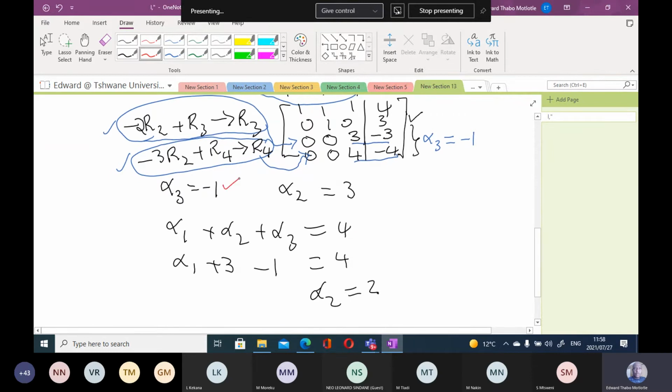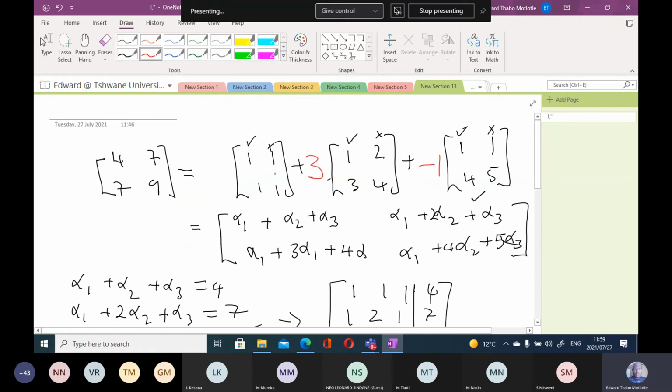Okay. Minus 1, 3, and 2. Okay, there are 2 values. Which one is which? Oh, this is alpha 1 here. The last one is 2. So this is 2.